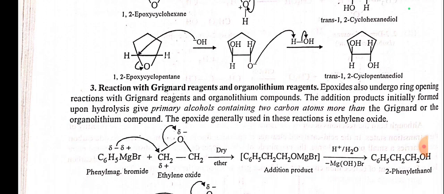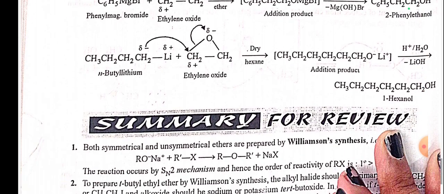Reaction with the Grignard reagent and organolithium reagent. Epoxide also undergoes ring opening reaction with the Grignard reagent and organolithium compound. The addition products initially formed upon hydrolysis give primary alcohols containing two carbon atoms more than the Grignard or the organolithium compound. The epoxide generally used in this reaction is ethylene oxide.